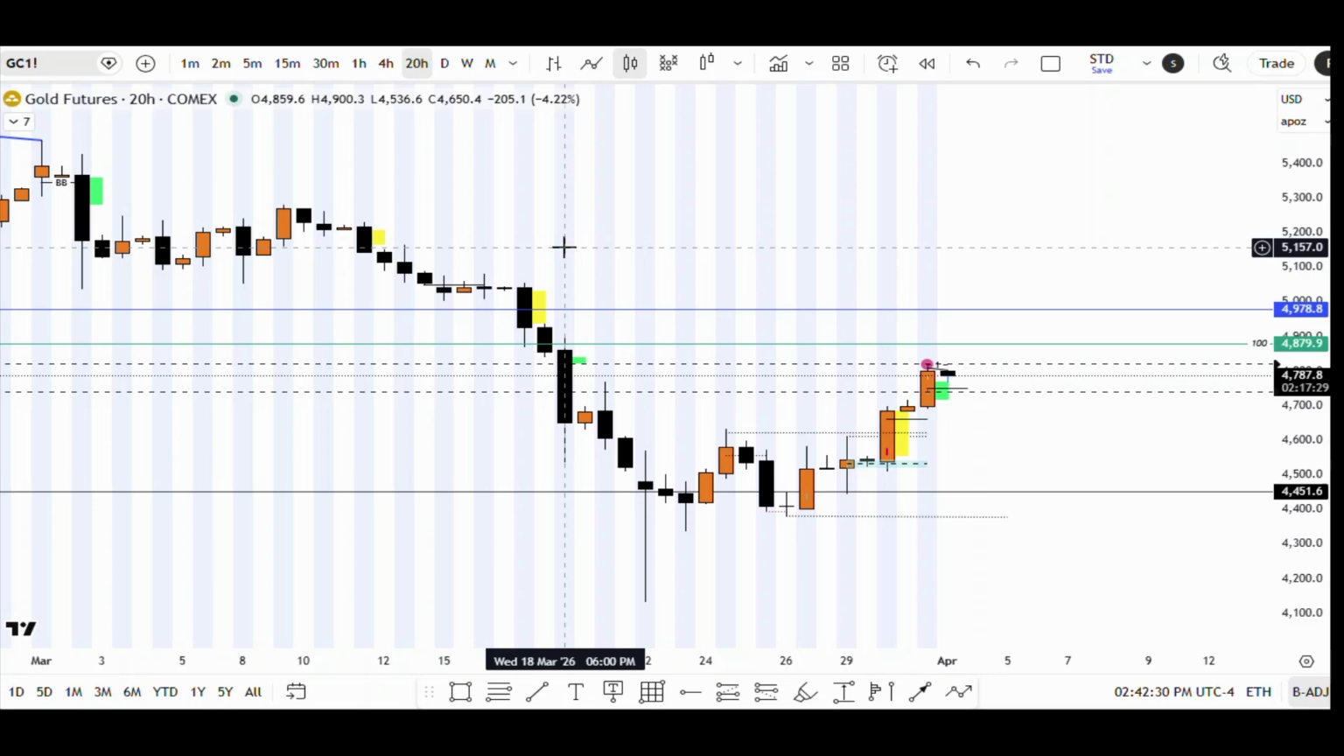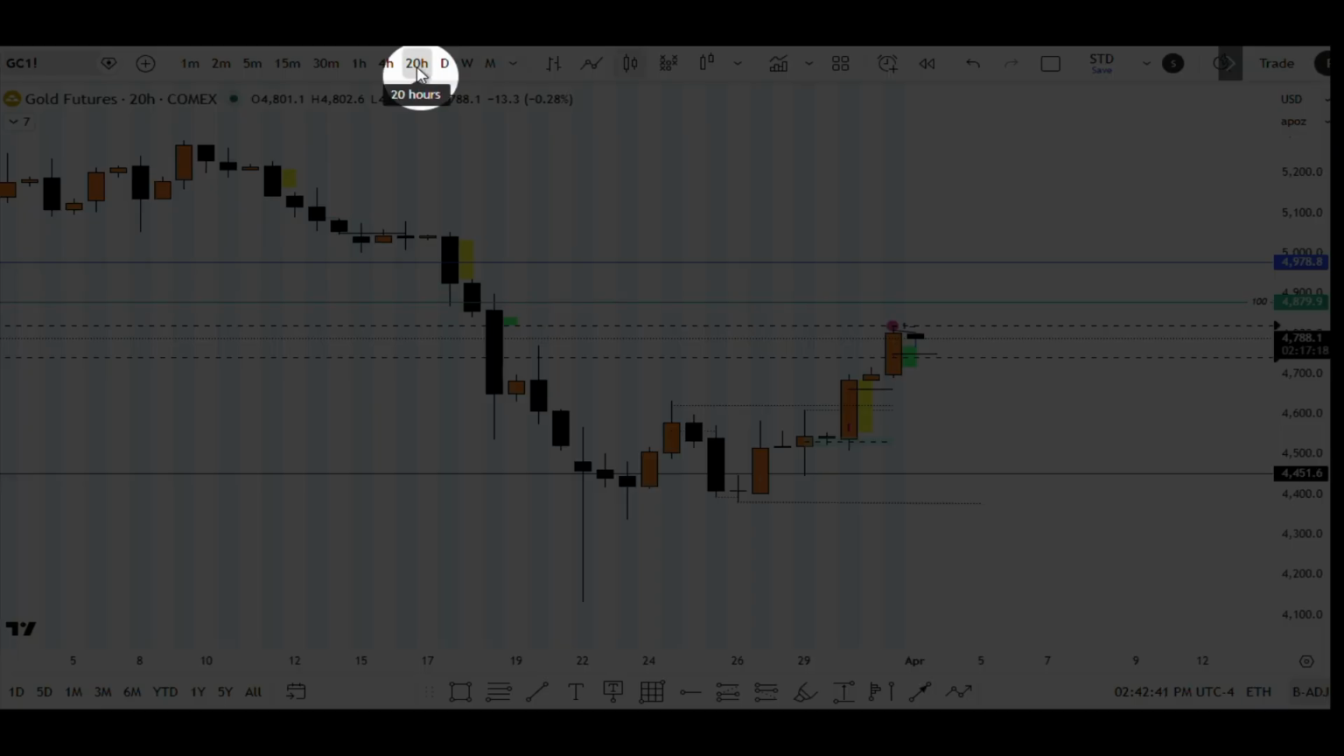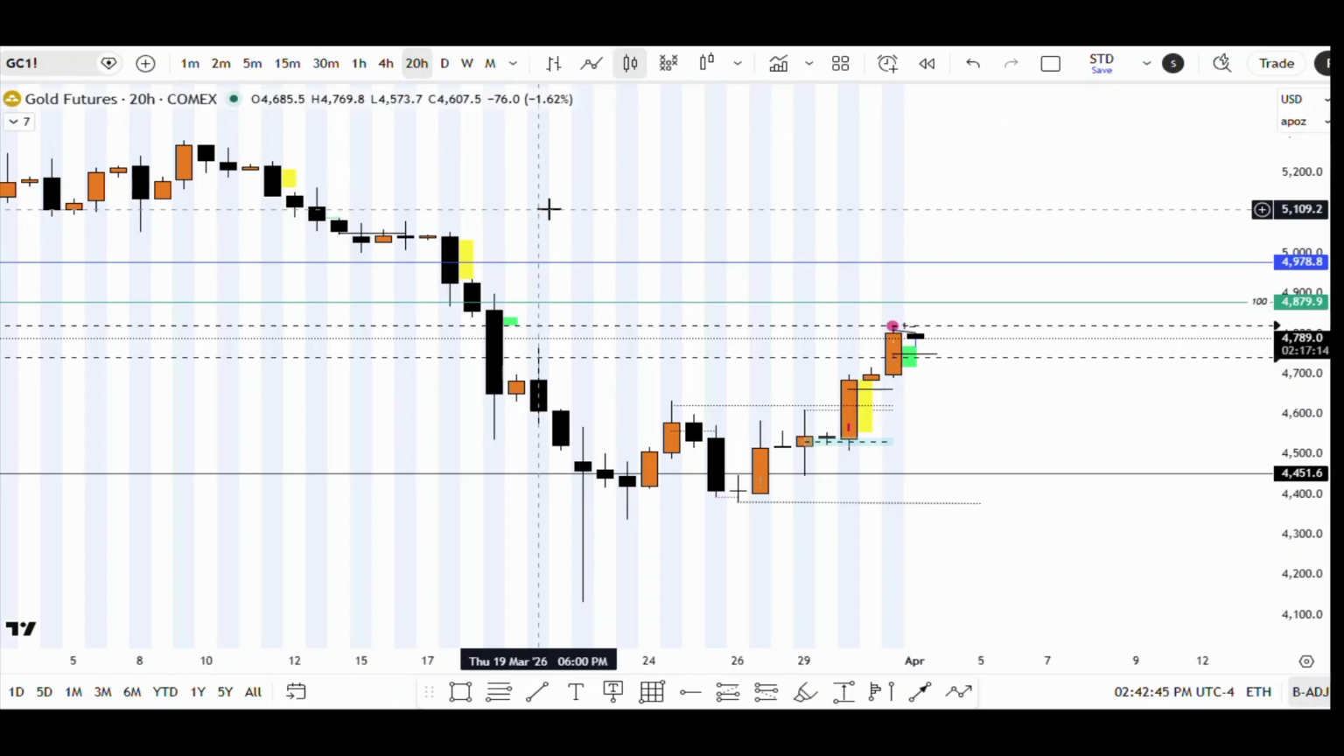So this is all based on the two-step model I talk about. There's two steps. There's your direction step. In this example, I am on gold and I'm using the 20-hour time frame. I use the higher time frames for these videos because they make it easier to explain. With the lower time frame, there's a lot of price movement.